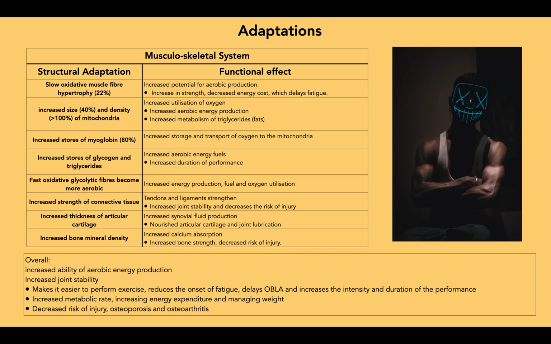We have the musculoskeletal system. Again, a lot of adaptations and a lot of functional effects, and they're all about increasing the ability of aerobic energy production. And we can also increase the strength of connective tissue, giving us more joint stability. And again, the famous thing, it increases the duration of the performance because we have more fuel, and it allows us to delay blood lactic acid and increases the intensity and duration of performance.